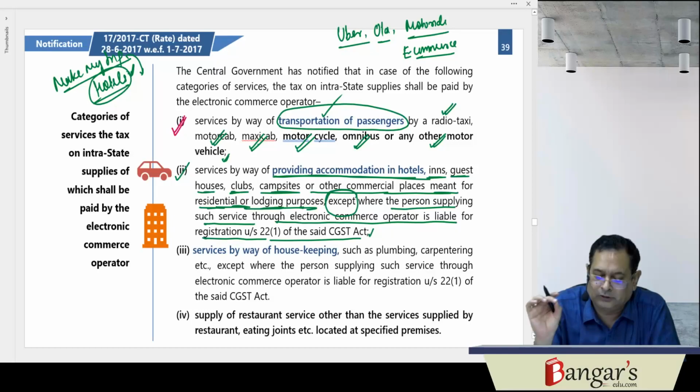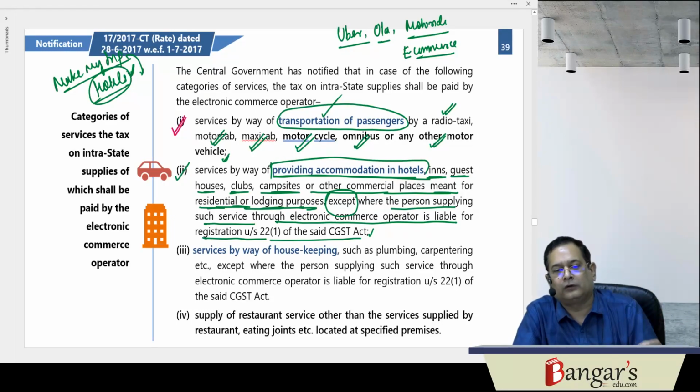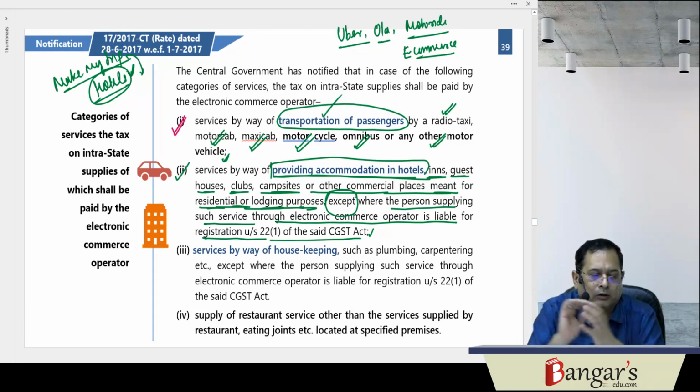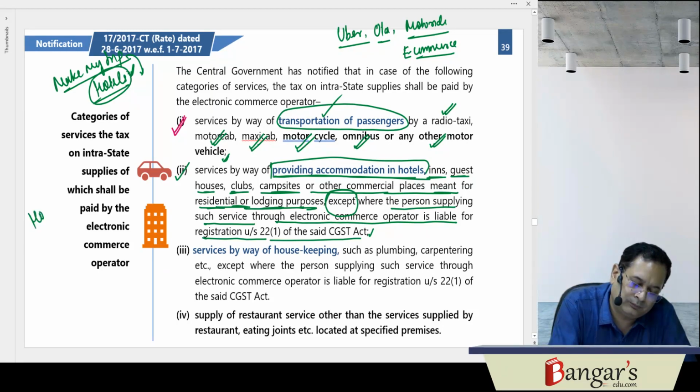The services by way of providing accommodation in hotels, inns, guest house, clubs, campsite or other commercial places meant for residential or lodging purpose, except where such service through ECO is supplied by a person liable for registration. So if a hotel is there and the aggregate turnover does not exceed what?